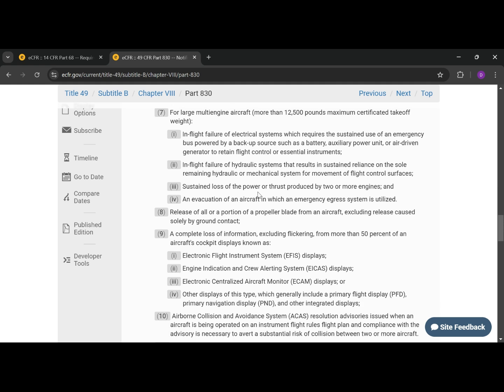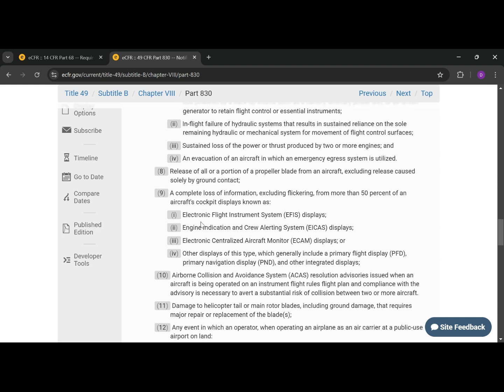Sustained loss of the power or thrust produced by two or more engines, and an evacuation of an aircraft in which an emergency egress system is utilized. Release of all or a portion of a propeller blade from an aircraft, excluding release caused solely by ground contact.